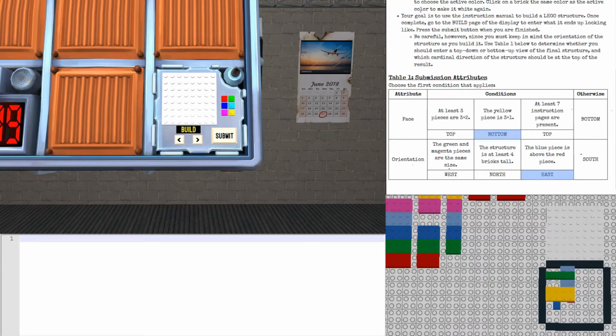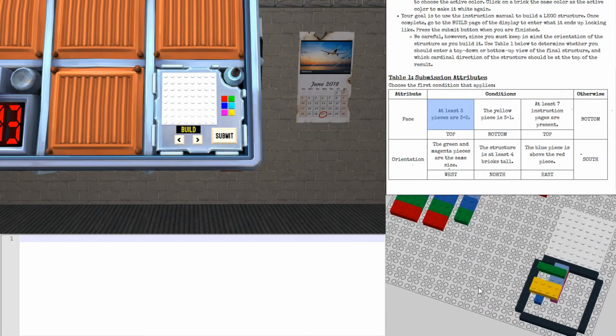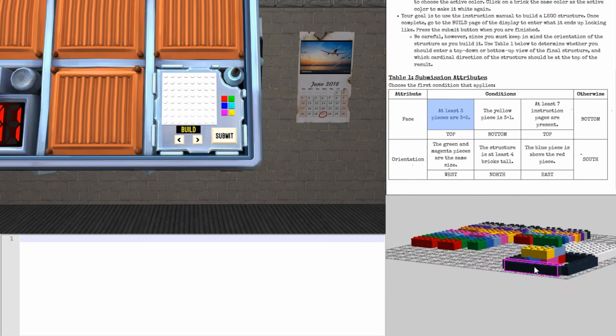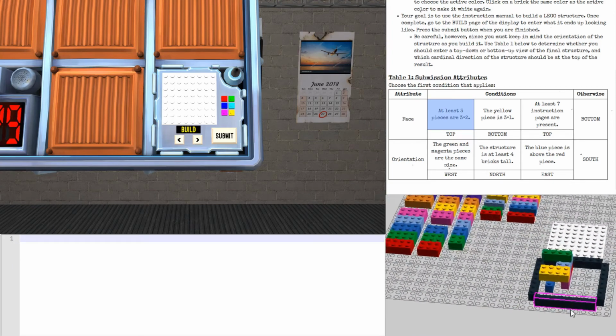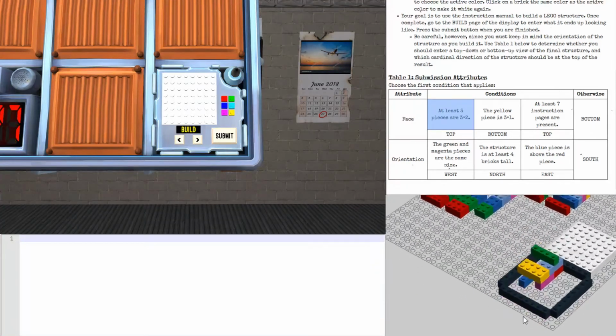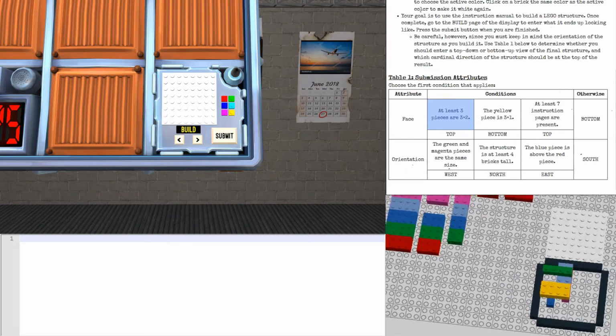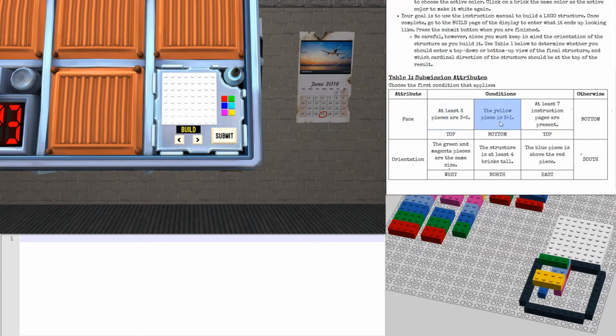So, now let's look at the rules in the manual. At least 3 pieces are 3x2. No, we only had a cyan 3x2. Everything else was either 2x4 or 4x1, 2x2, so no. The yellow piece is 3x1. No, it's not. It's 4x2. At least 7 instruction pages are present. No, we had only 5.